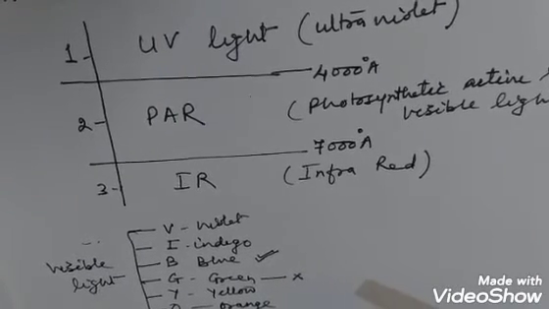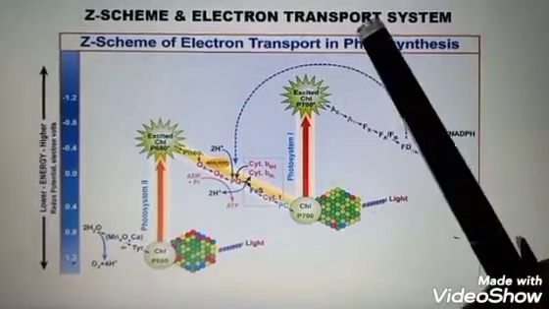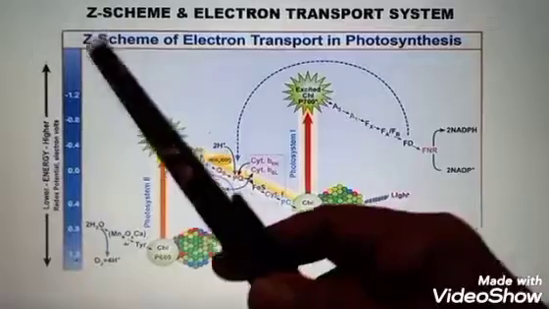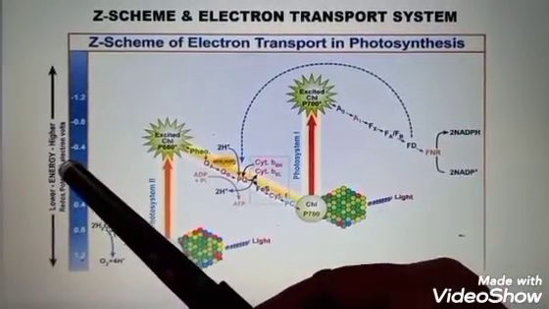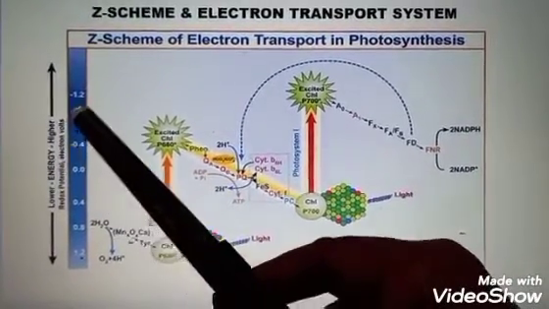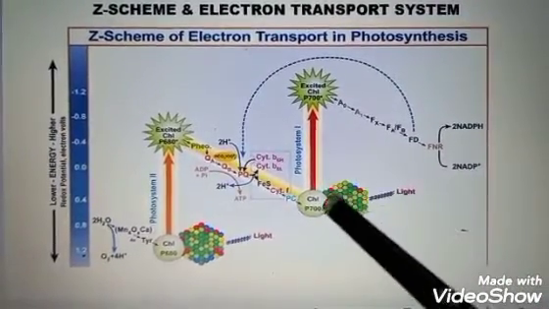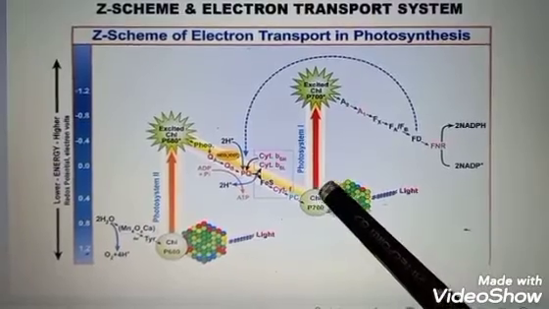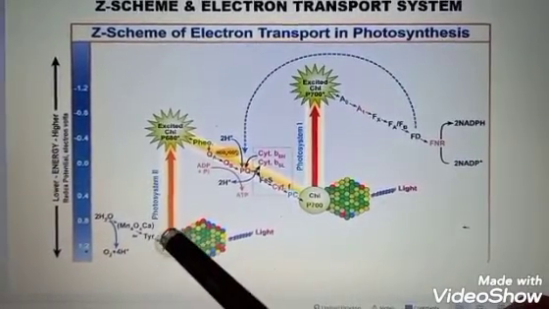Now we come to the next picture. Now we come to the picture of the electron transport system, that is also known as the Z scheme. Here is the scale of redox potential, present in electron volts, and these are the two photosystems, that is photosystem 1 and photosystem 2. Photosystem 1 is also known as P700 and photosystem 2 is known as P680.